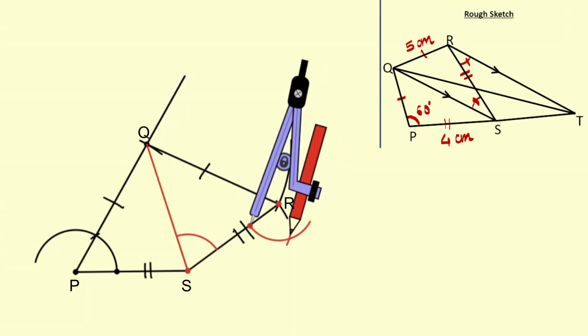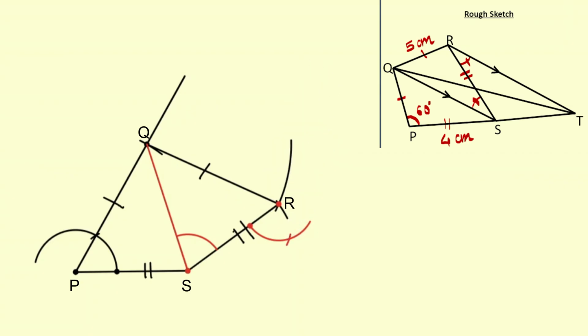See? Now if I make a line segment that passes through this point, then those two lines will be parallel, because I made the alternate angles equal. This angle is equal to this one. So I can say that this line is parallel to this one.